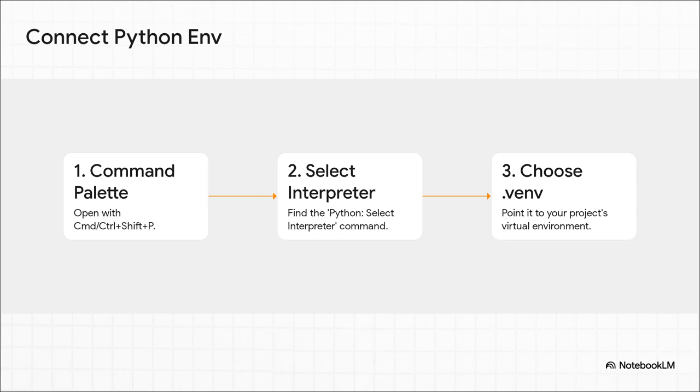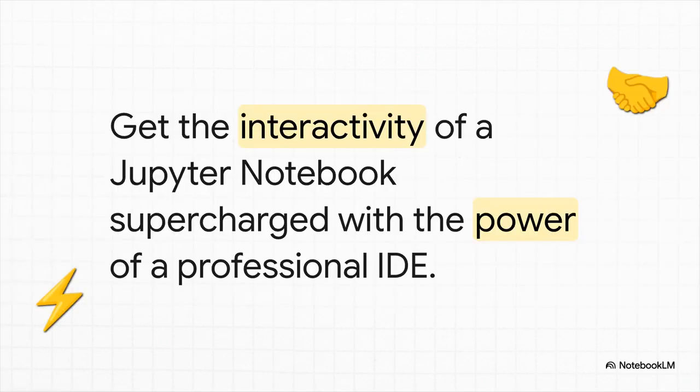You just pop open the command palette, hit Ctrl-Shift-P, type in Python, select Interpreter, and then just point it to your project's virtual environment. You know, that .venv folder that has all your goodies like pandas, PyTorch, or scikit-learn. And boom, the second you do that, magic happens. You get the absolute best of both worlds.